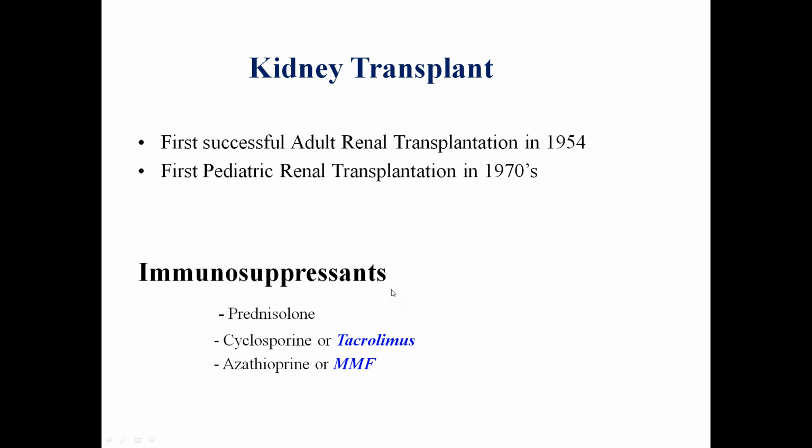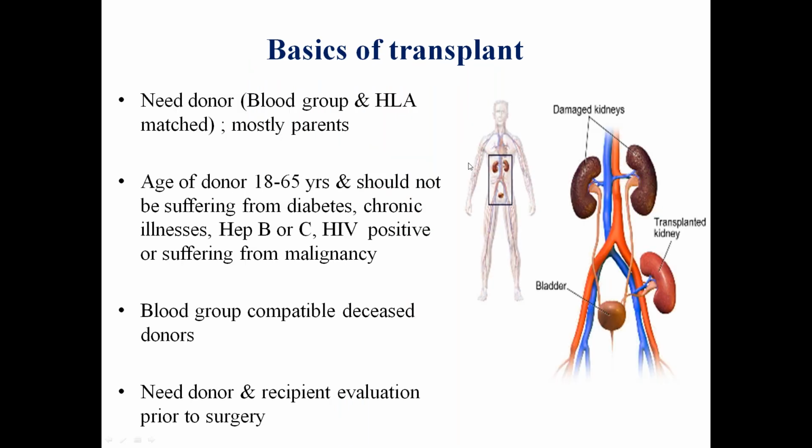If you look at the immunosuppressants used after pediatric renal transplant, they used to be prednisolone, cyclosporin, and azathioprine till about 10 years back, and in the last 5 years this has been converted to prednisolone, tacrolimus, and mycophenolate mofetil. The basics of renal transplant are that you need a blood group matched and HLA matched donor for children, and therefore most parents qualify as donors. The age of the donor should be between 18 to 65 years, and the donor should not be suffering from diabetes or chronic illnesses, Hep B, Hep C, HIV, or malignancy, etc.